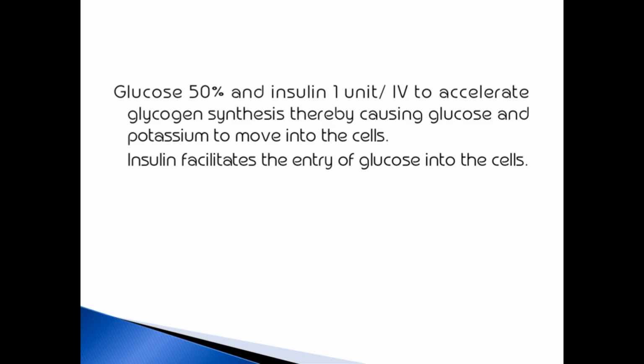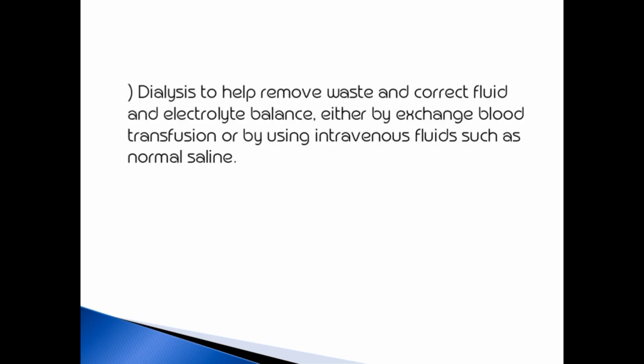Glucose 50% and insulin 1 unit IV will accelerate glycogen synthesis, thereby causing glucose and potassium to move into the cell. So if you give glucose 50% and insulin 1 unit, the glucose that is in the body will be moved into the cells. Glycogen synthesis will be increased, and hence there will be shifting of the glucose in the blood into the cells, where someone may even have some energy because the glucose has started working.